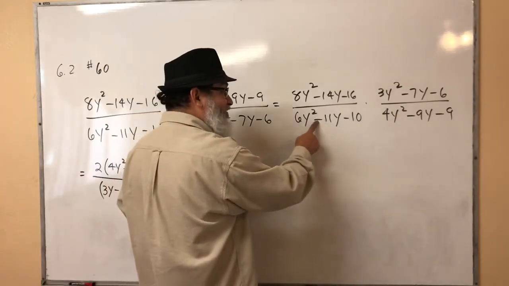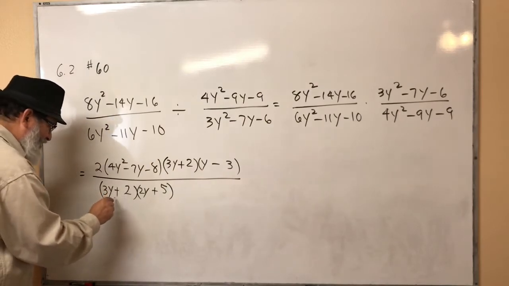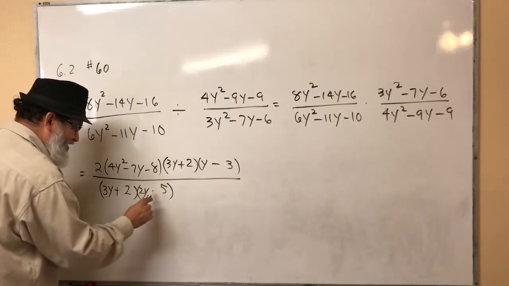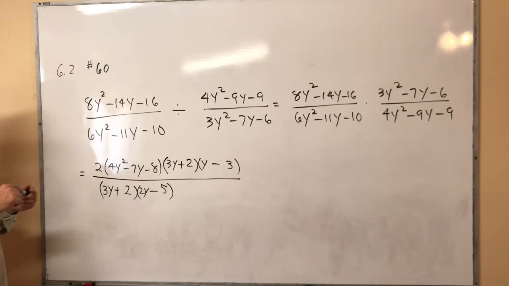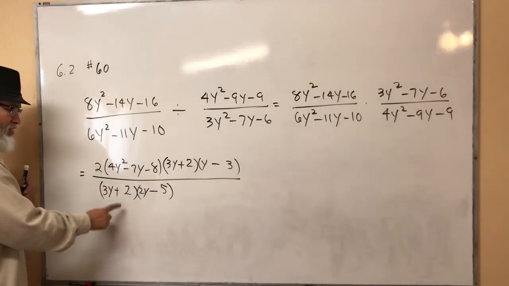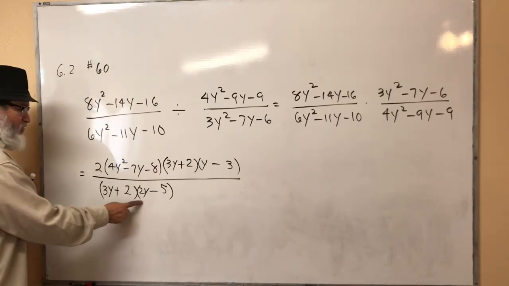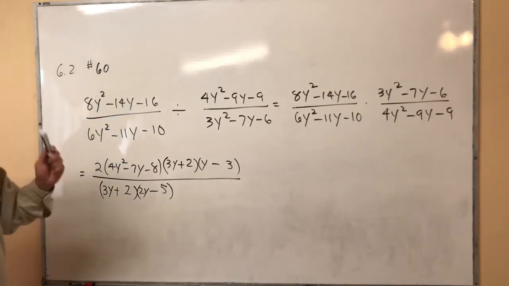But we need a negative 11y. No problem. Let's make this positive and let's make this negative, and that's gonna work. 6y squared minus 10, and then outer is negative 15y plus 4y is negative 11y. That worked.